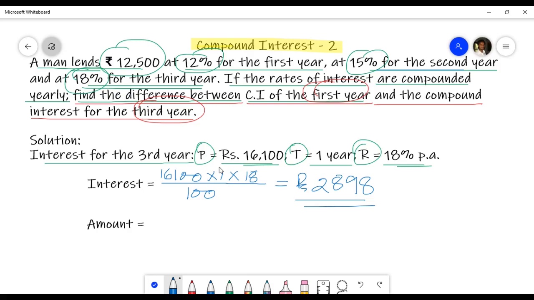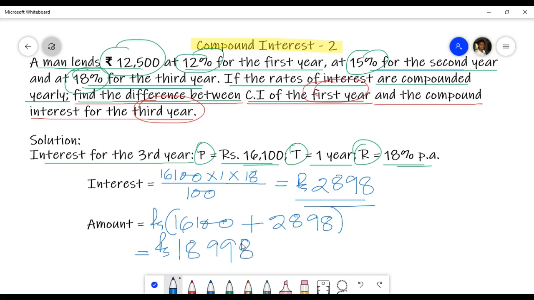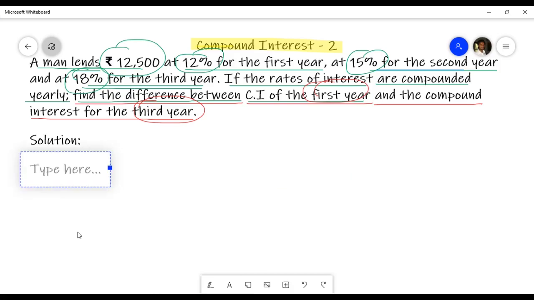Now we'll have to find the amount. The formula is principal plus interest. We'll just replace the values here to get how much will be the amount for the third year. Okay, after we add the principal and the interest, we'll get the amount at the end of the third year as rupees 18,998. So 18,998 is the amount at the end of the third year. I hope you have understood.